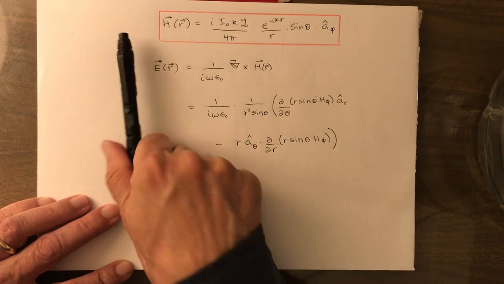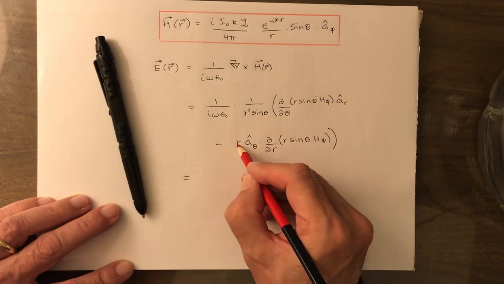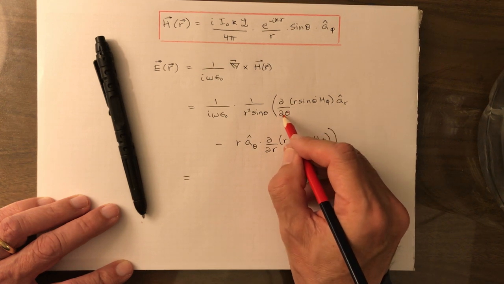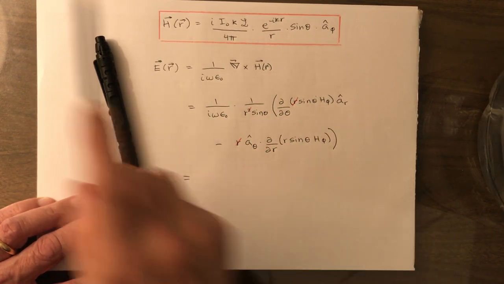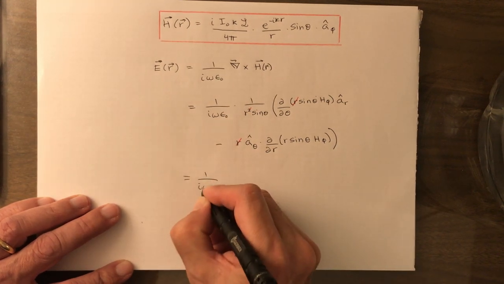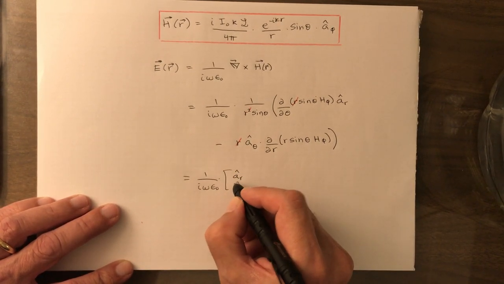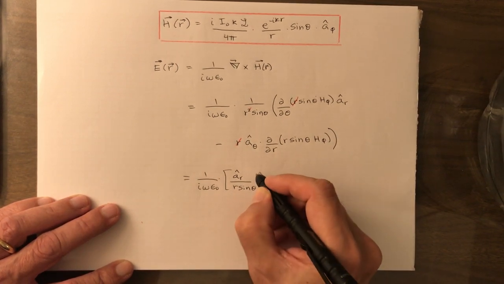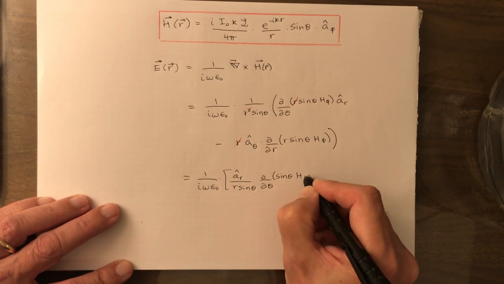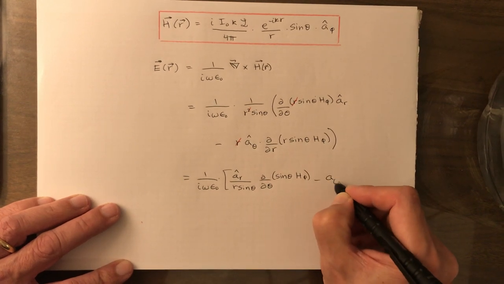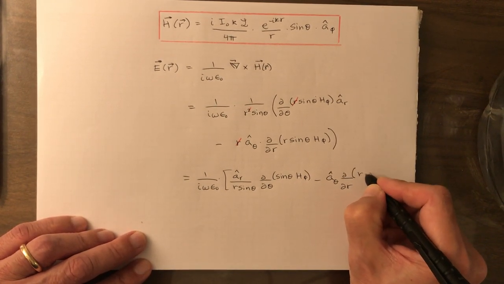That comes out to be, well, before we do that, we can actually notice that we have an R here and an R here in the numerator, and I'm sorry, here and here in the numerator, because that's a derivative with respect to theta, so the R could come in the front. So that can cancel one of those R's as that cancels there. So now we can actually write down 1 over i omega epsilon naught times bracket A_R hat over r sine theta times d/dθ of sine theta H_phi minus a theta unit vector d/dr of r H_phi.